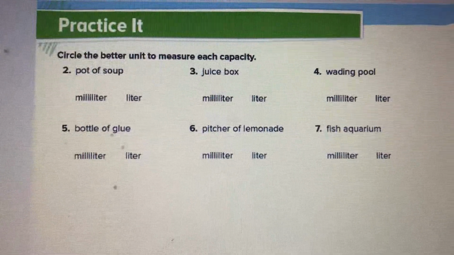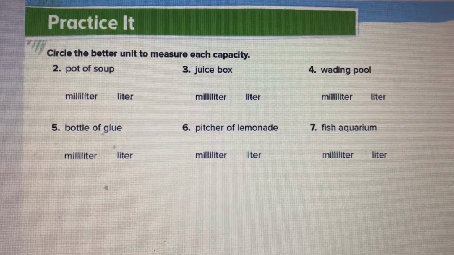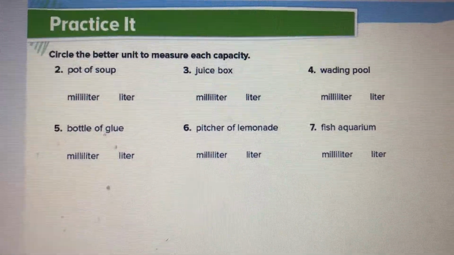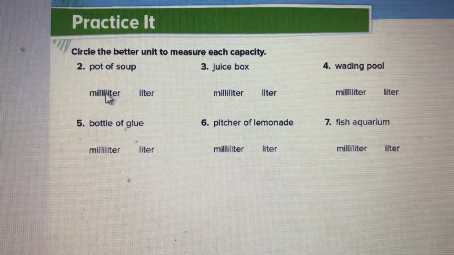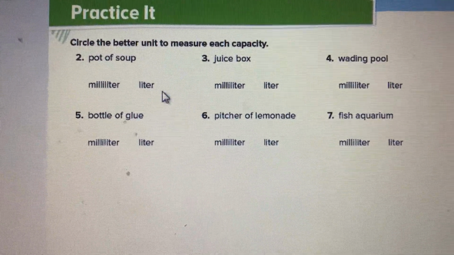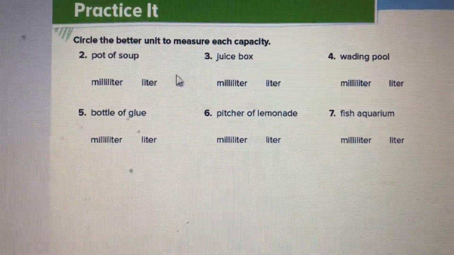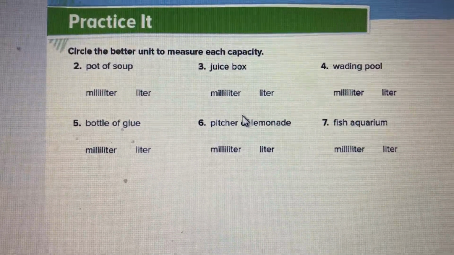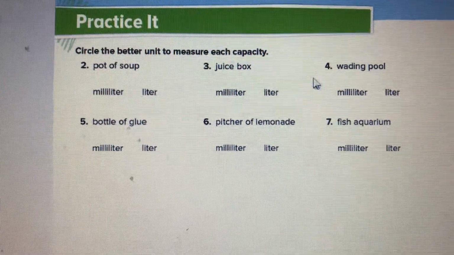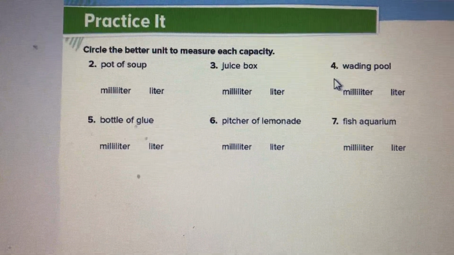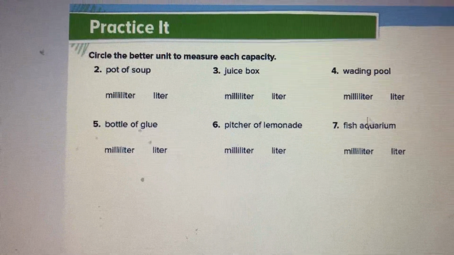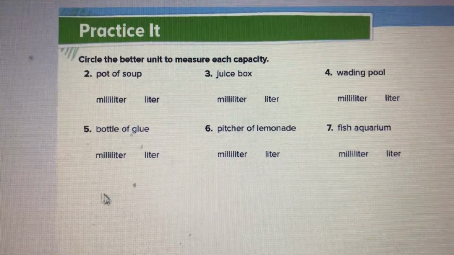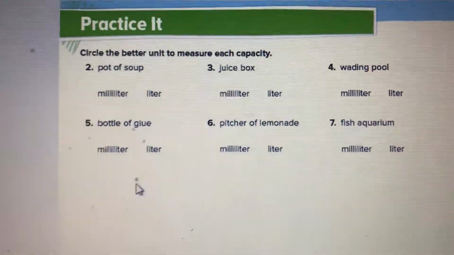Okay, circle a better estimate. Circle the better unit to measure each capacity. So when we're talking about a pot of soup, would we measure that in something small, or are we going to use something big? Think about a juice box. Small or big? A wading pool, like the kind you had when you were smaller. Are we going to measure that with milliliters or liters? Remember, milliliters is for smaller items, liters is for bigger.